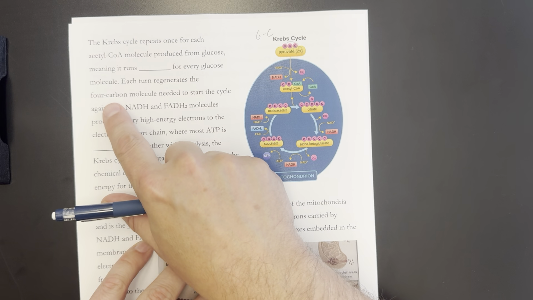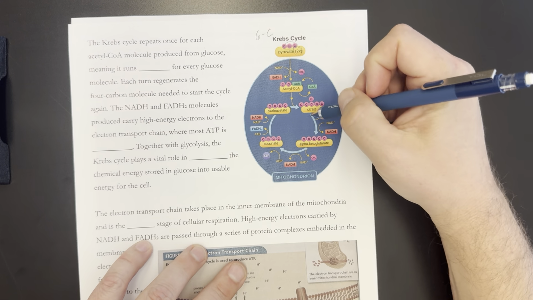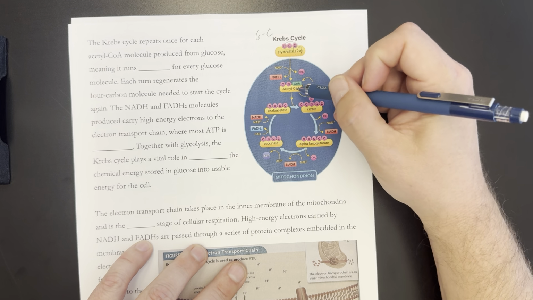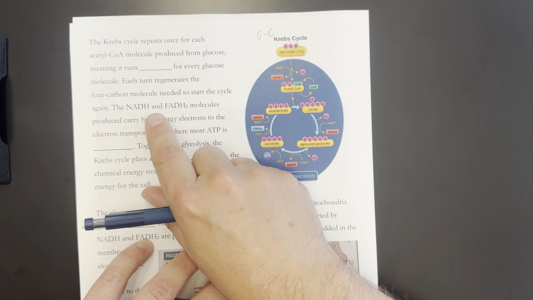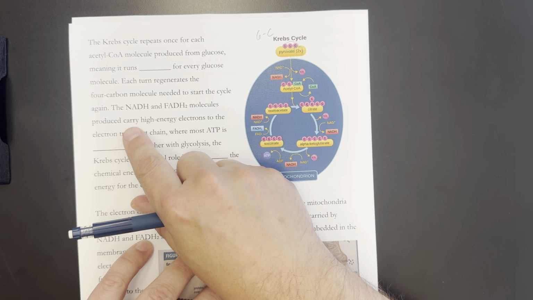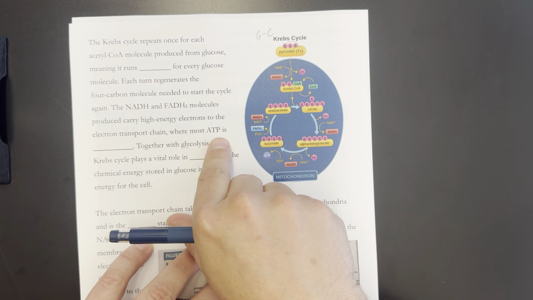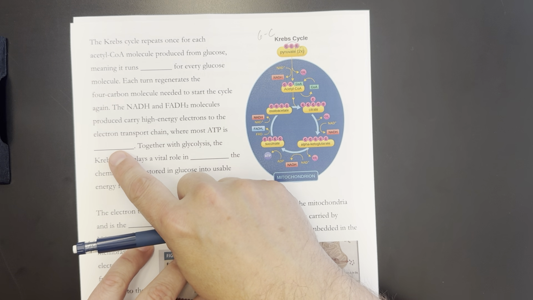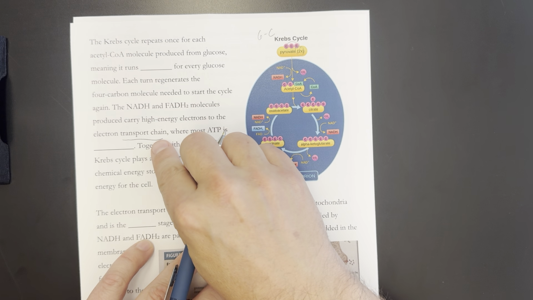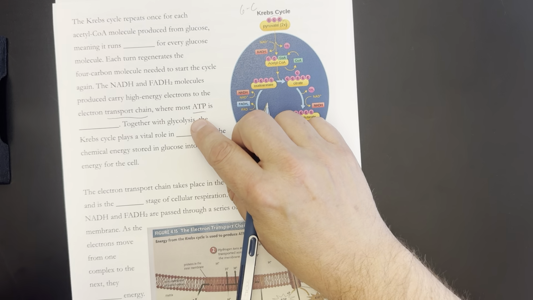Each turn regenerates the 4 carbon molecule needed to start the cycle again. So that's why you can follow this along, and you'll get another 4 carbon to meet up with the acetyl-CoA. The NADH and FADH2 molecules carry high energy electrons to the electron transport chain, where most ATP is generated. So that's where we're ultimately going towards, the electron transport chain, where the ATP that we need is going to be made at the end.